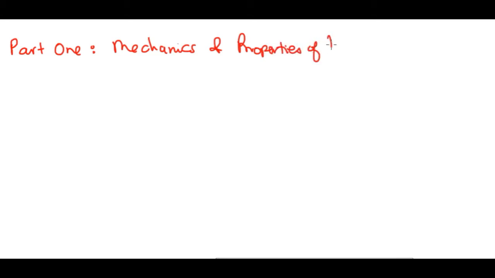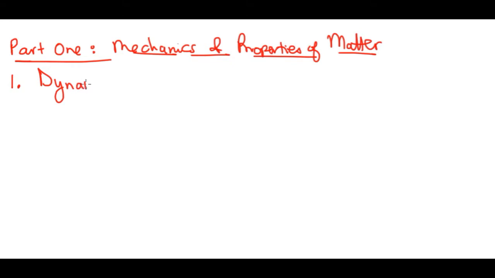Okay, so we are going to start with the first section, which is part 1. Part 1 is going to be mechanics and properties of matter. That is going to be our first part, right? And the first section of that is going to be dynamics. So we're going to look at dynamics right now.